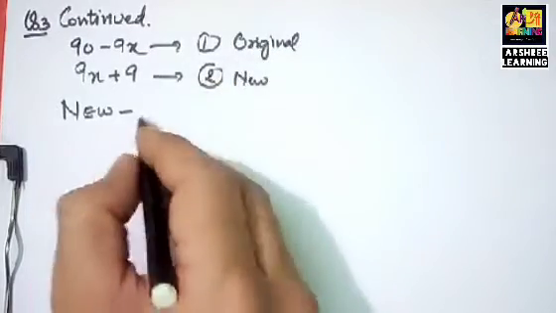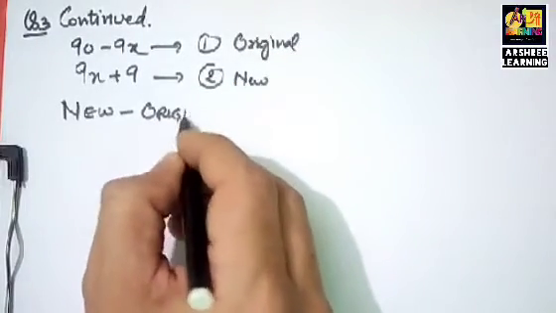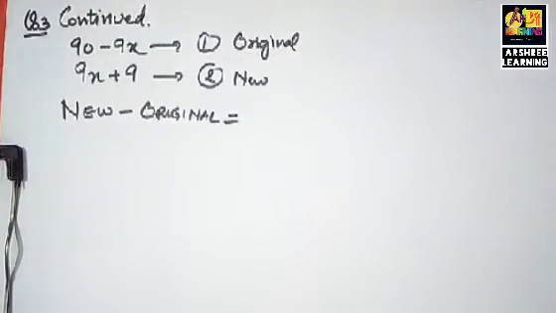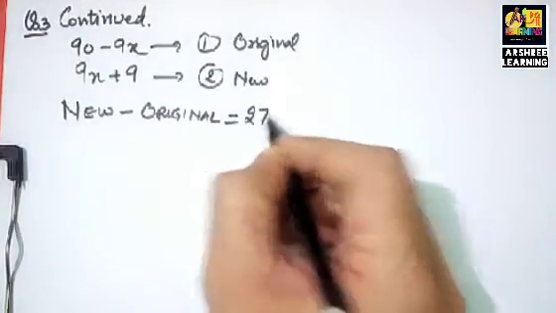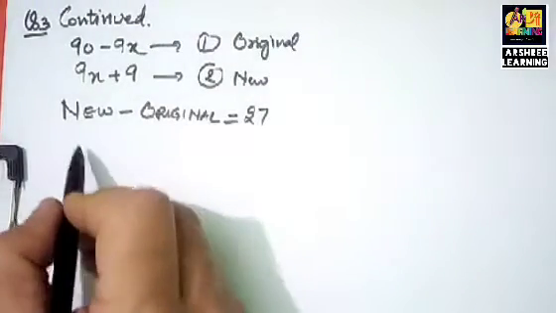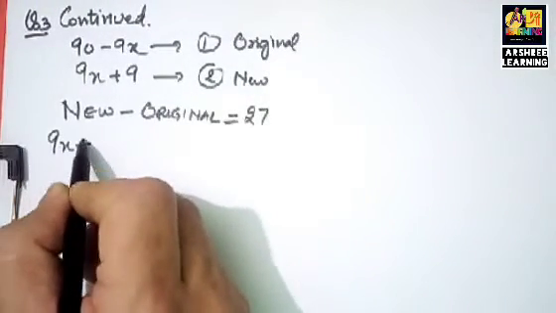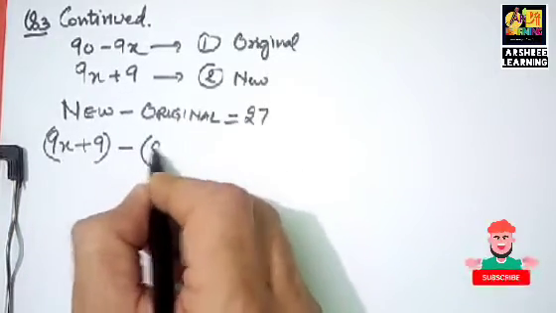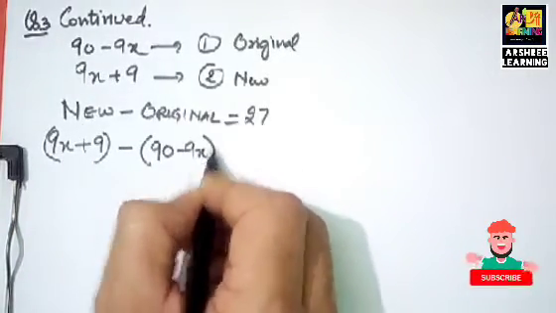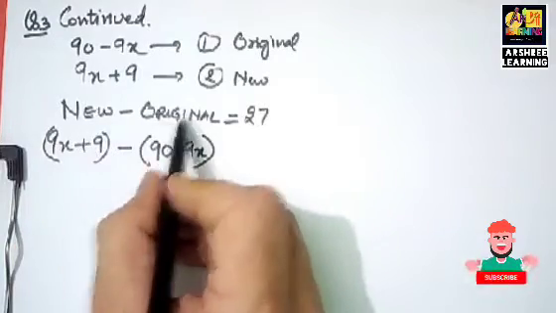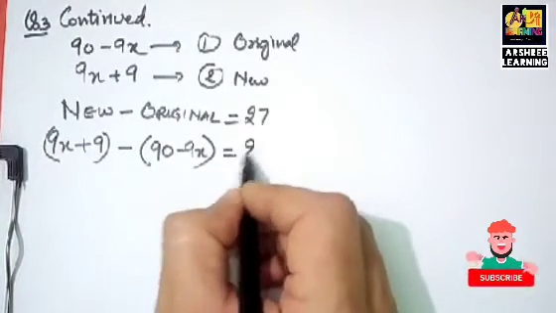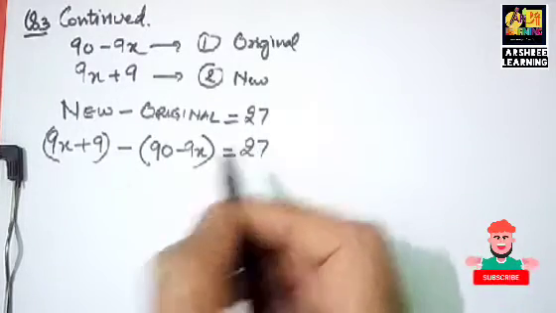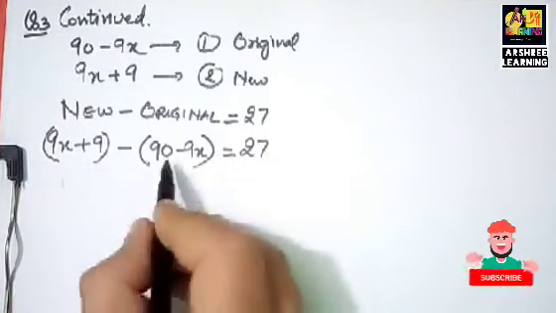So new minus original. Original means in the beginning. So new minus original is equal to 27. This makes the equation 9x plus 9 minus the original number 90 minus 9x. So the new number is greater than the original number by 27. This becomes the second, final equation, which we will simplify.